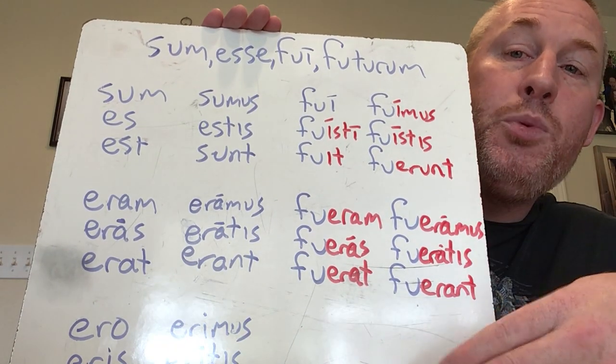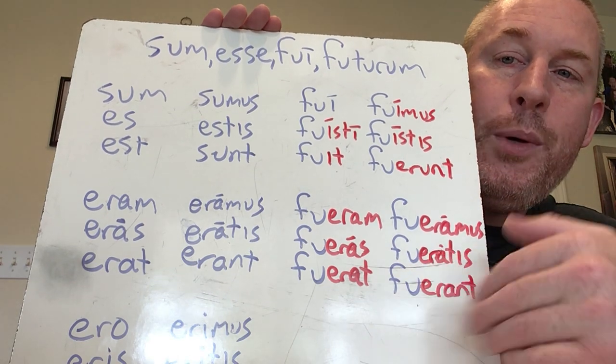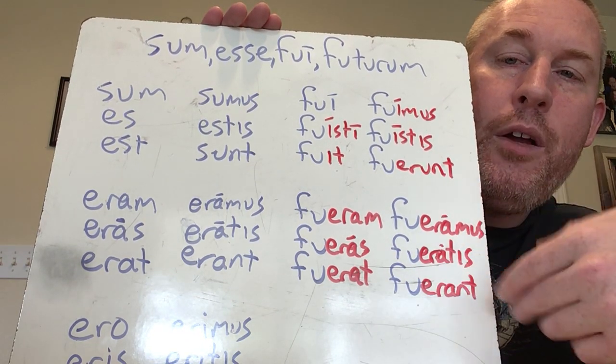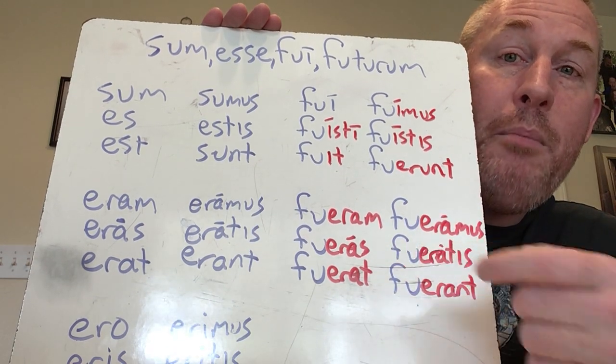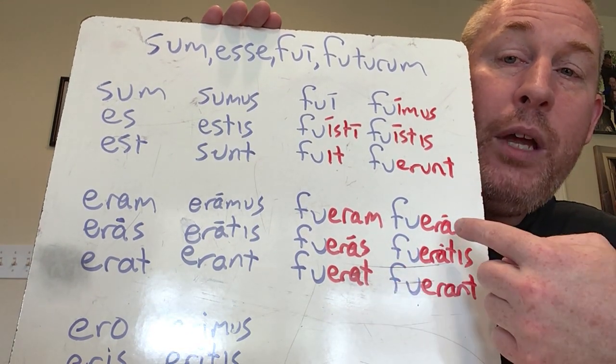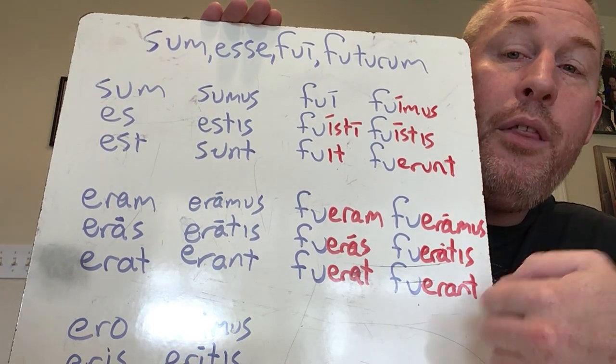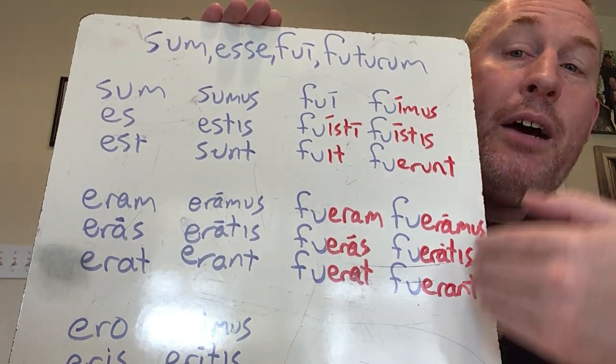In fact, the perfects is where it's all very regular. So fueram, fueras, fuerat, fueramus, fueratis, fuerant. I had been, you had been, he, she, it had been, we had been, y'all had been, they had been. And that's how that works.